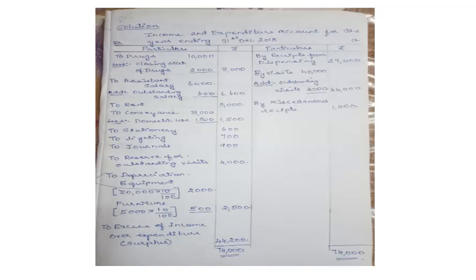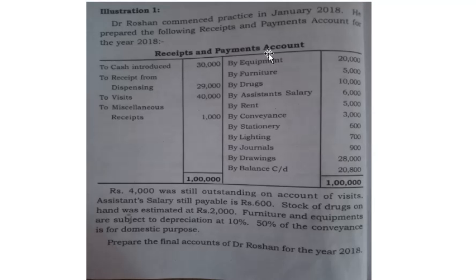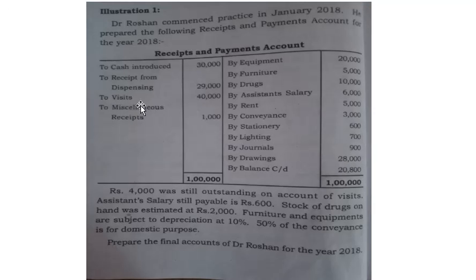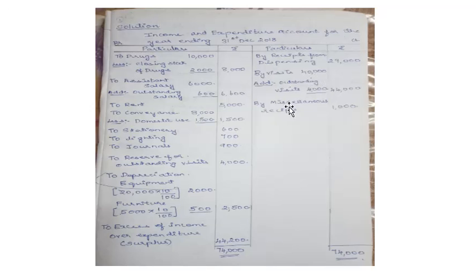Okay, now next we will go to the income side of the receipts and payments. This is cash introduced. This is capital. So capital comes in the balance sheet, not here. Receipt from dispensing, that is dispensing is nothing but the charges they charge the doctors. So that is an income. So come here, receipt from dispensing 29,000. Next, two visits, the patient will come for a visit. So two visits 40,000. So come here, by visits 40,000.